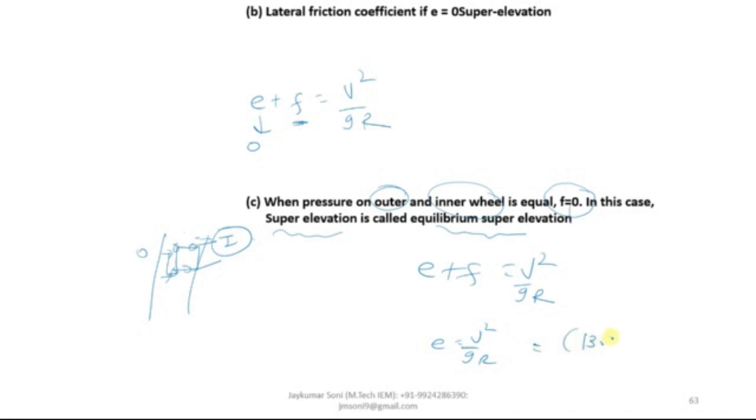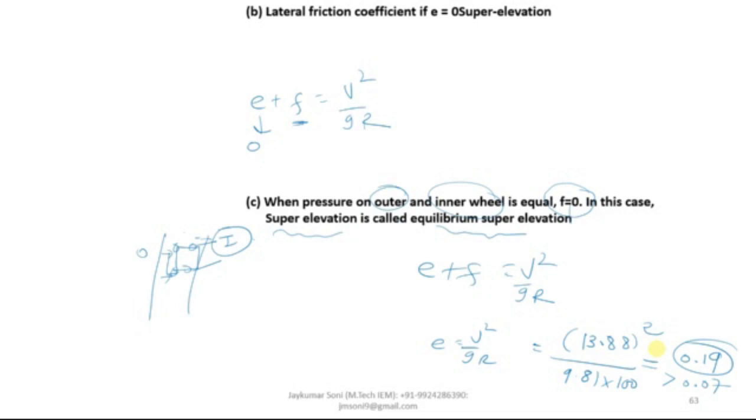We already have 13.88 as V, we have 9.81 and we have 100. So what is the equilibrium super elevation we will be getting? We will be getting the equilibrium super elevation as 0.19. Is this permitted or not? No, it is not permitted because it is more than 0.07. So as per IRC criteria, Indian Road Congress criteria, it is not permissible.